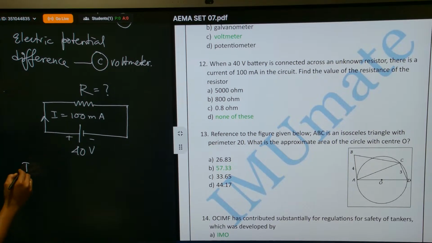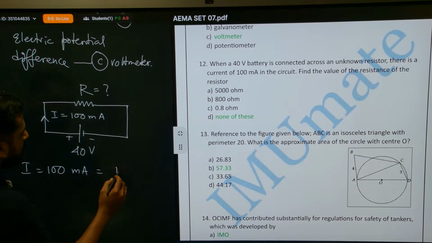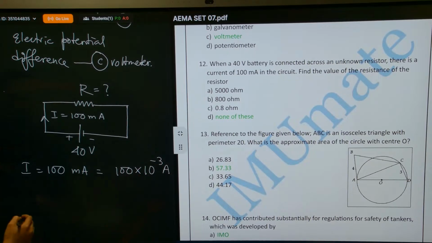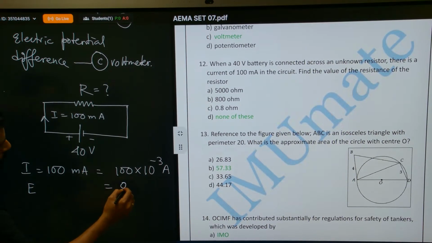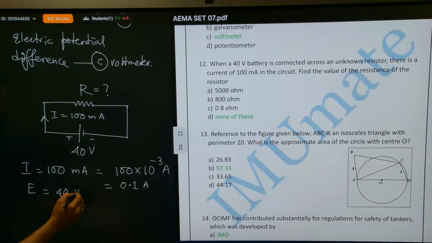Now I means 100 milliampere. Milli means 10 to the power minus 3 ampere. So actually this is 100 into 10 to the power minus 3 ampere, which is 0.1 ampere. EMF is given as 40 volt.